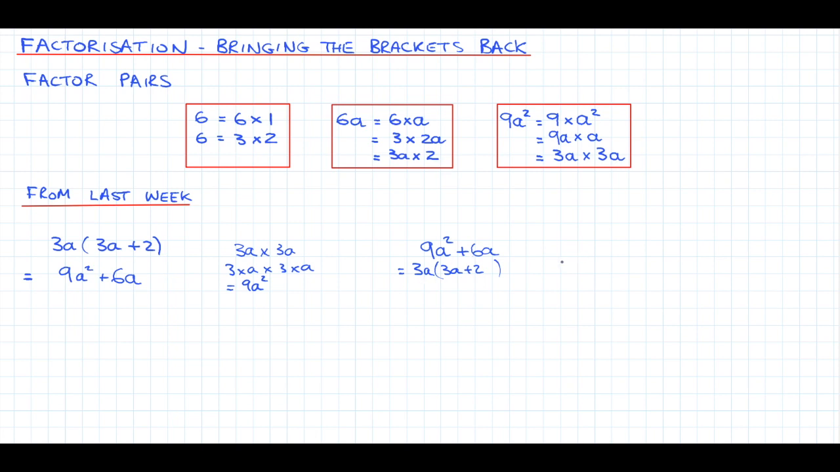Now what we would be looking at there is 3A times what would give us 9A squared. Now in our factor pair up here, you can see 3A times 3A. So that would be 3A. So 3A times what gives us 9A squared? It would be 3A. 3A times what gives us plus 6A? 3A times plus 2. And when you multiply that out, as we did last week, that would take you to there. So this week's lesson is reversing that and bringing the brackets back.